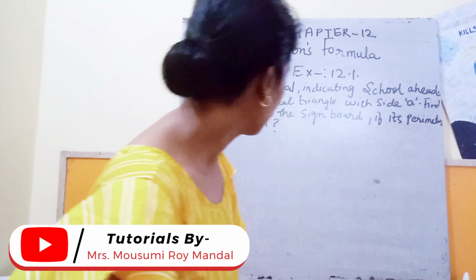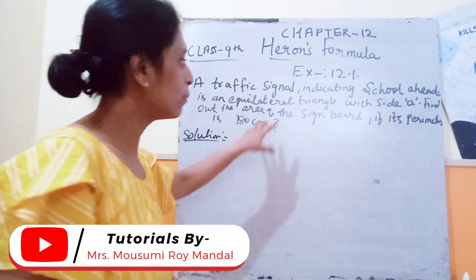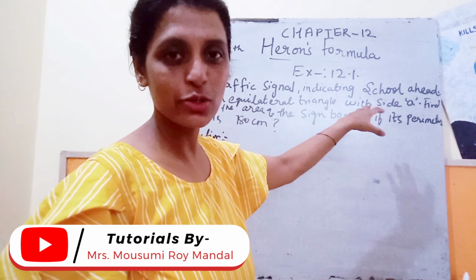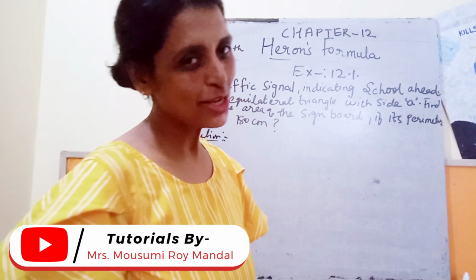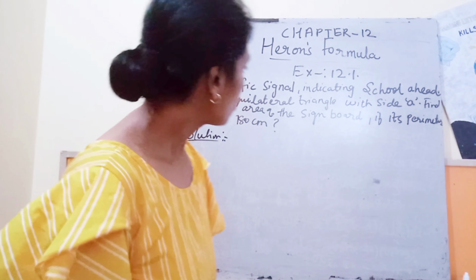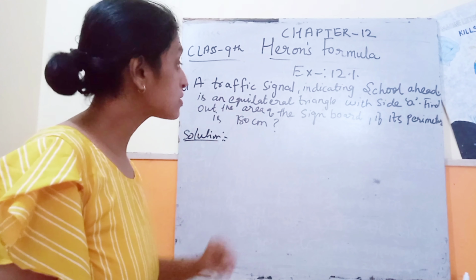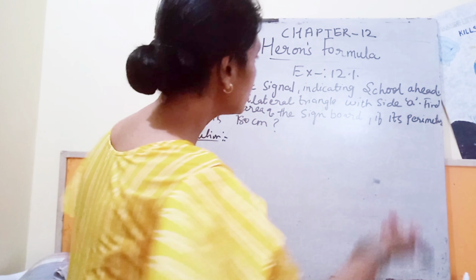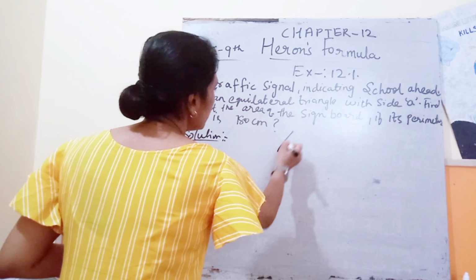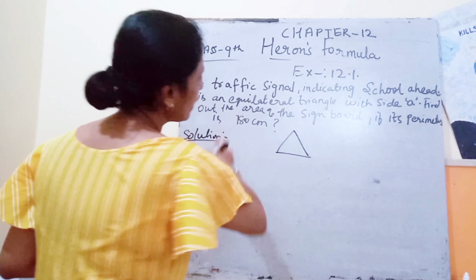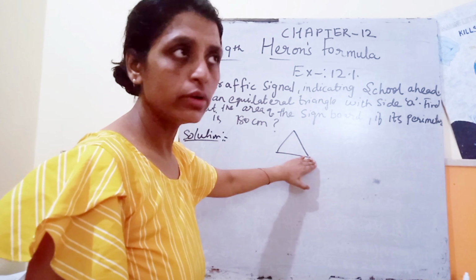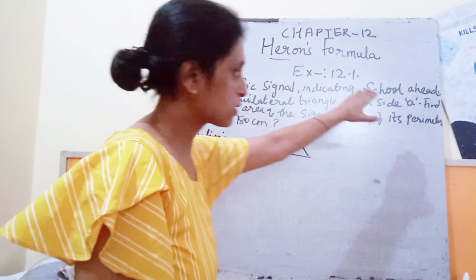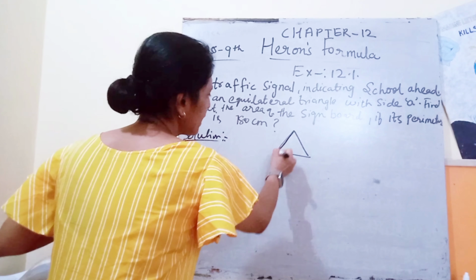Here I am with the solution of the word problems given in exercise 12.1 of chapter 12, Heron's formula, of class 9. The first question says that a traffic signal indicating the school ahead is an equilateral triangle. This signal board where it is written "school ahead" is in the form of an equilateral triangle.